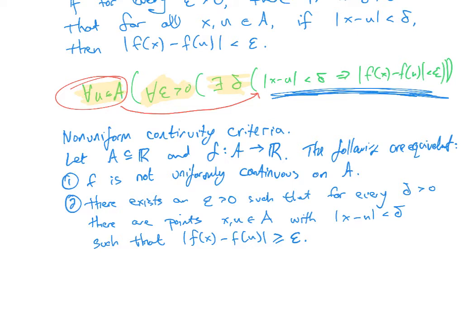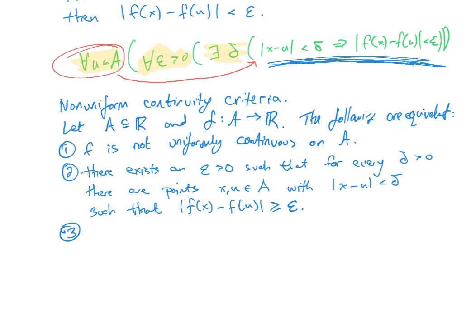Okay, so there's no real content in saying that 1 and 2 are equivalent. 1 is saying, okay, the definition doesn't hold. 2 is we just went through the definition, we negated it. So there's really nothing to prove there. It's not the easiest definition in the world to negate, but we did it. 3 says, okay, if 2 holds, then what can we do?